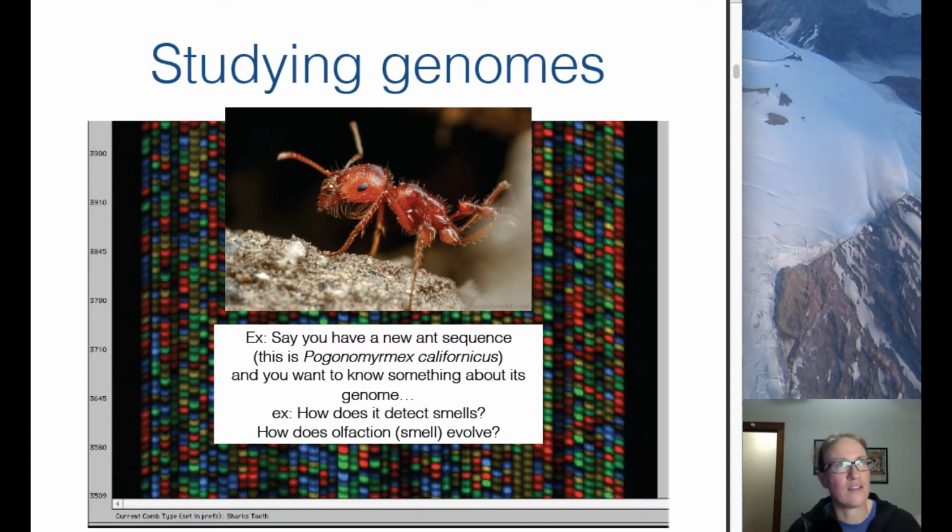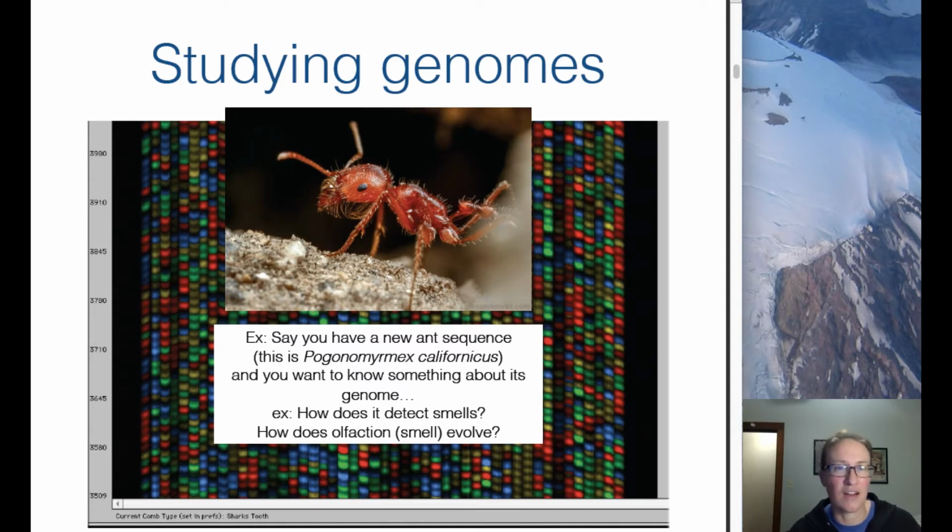But to get a sense of how genomes get studied, I thought it would be useful to think of a specific example. So I'm going to take an example from some of my own research. Let's say that you have an ant species that you're interested in. It's a new ant species. This one is a seed harvester ant called Pogonomyrmex californicus.